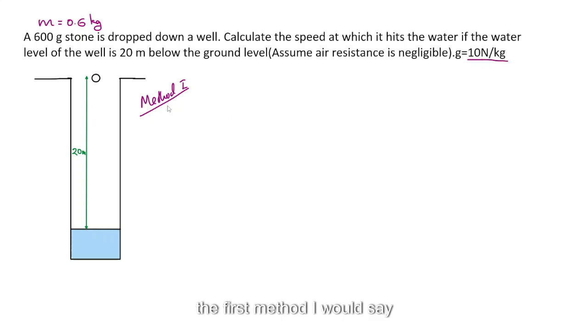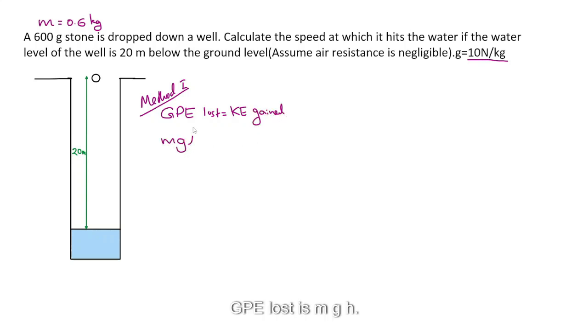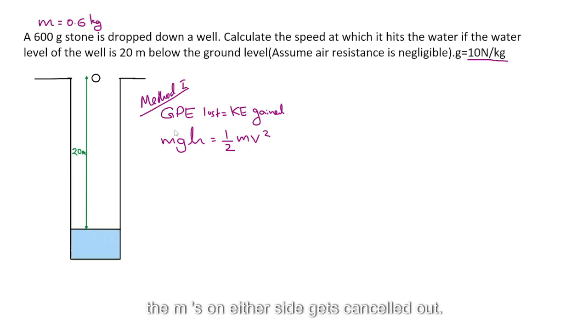So the first method I would say is thinking about the energy because it loses GPE. We can say GPE lost is the same as kinetic energy gained. Then GPE lost is mgh. Kinetic energy gained is half mv squared. Now I can clearly see the m's on either side get cancelled out.